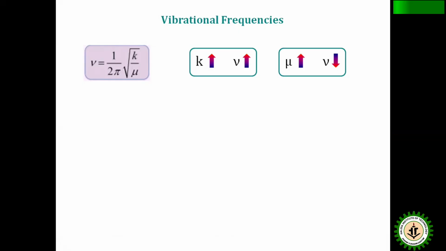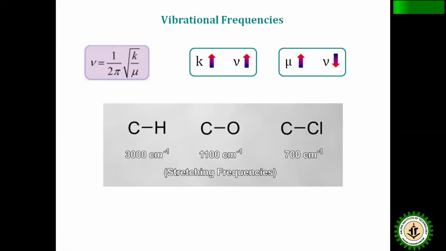So, if we consider bonds between carbon and various atoms with increasing masses, as for example the CH bond, CO bond, and CCl bond, we can see that the vibrational frequency is highest for the CH bond because hydrogen is the lightest element, which is followed by oxygen and then chlorine. So the stretching frequency increases as the mass decreases.